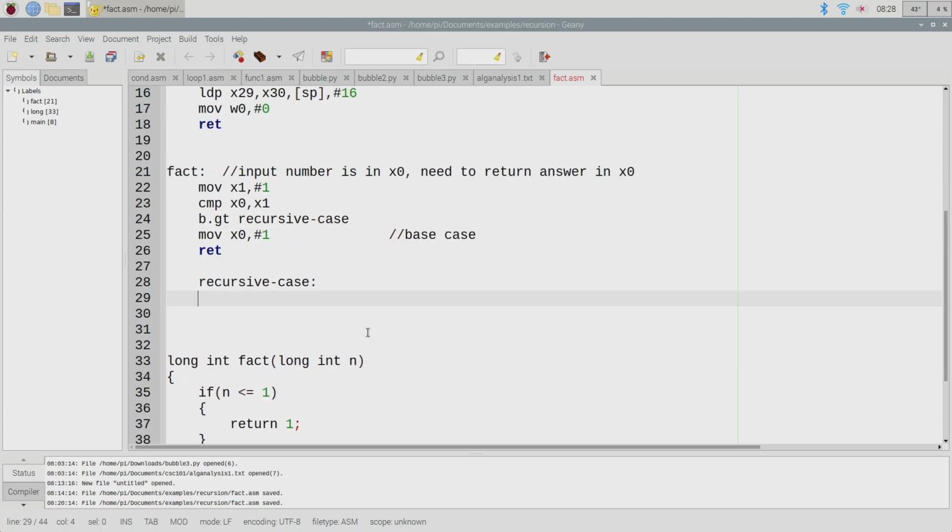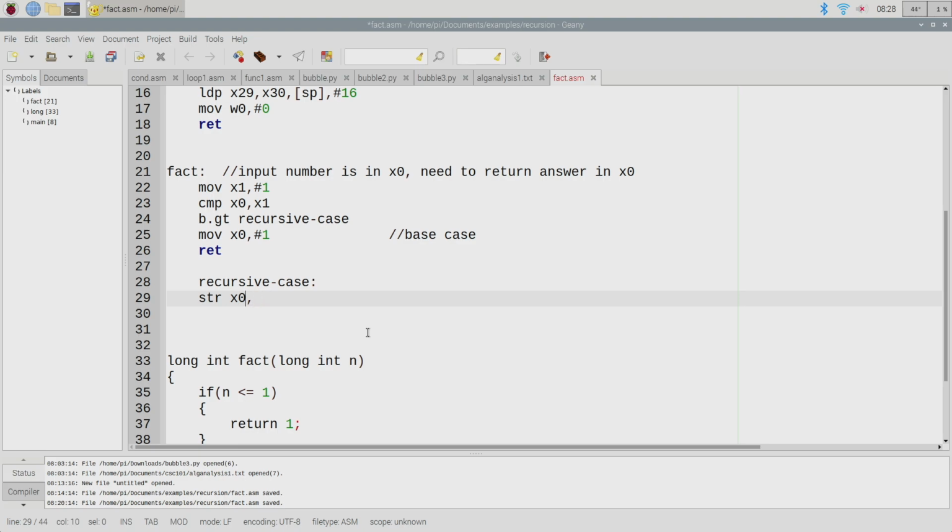Okay. All right. So we need to preserve the number that's in X0 because we need to use it later. And we need to put it on the stack. So what should we do? Yeah, we should put it on the stack. Okay. So I'm going to store the register X0.